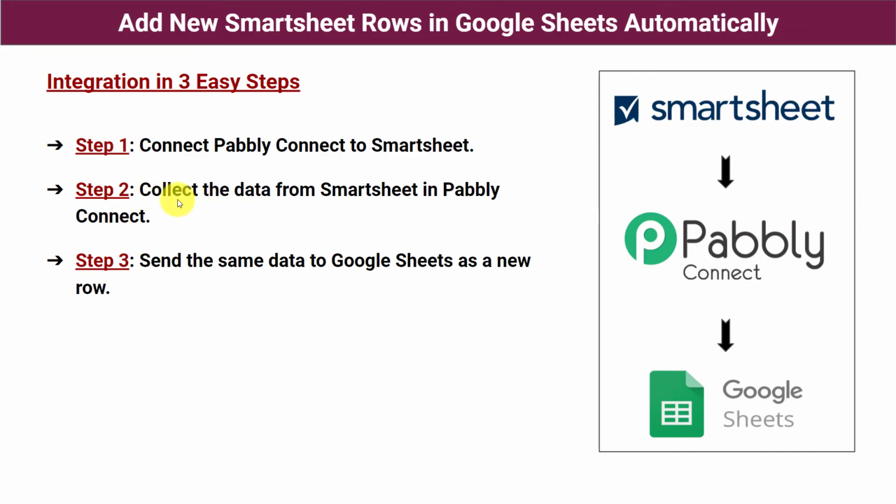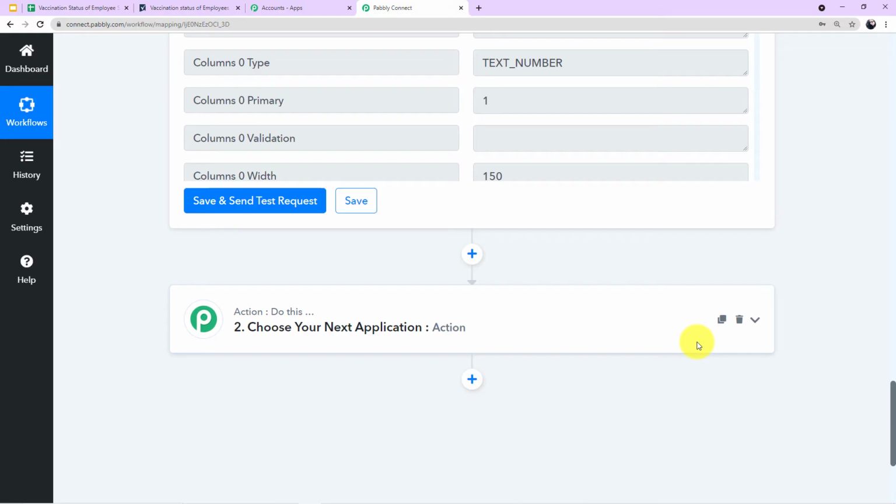So we are done with the second step and collected the data from Smartsheet in Pabbly Connect. Now the third and the final step is send the same data to Google Sheets as a new row. So now we are going to deliver the data we have collected in Pabbly Connect to Google Sheets as a new row. Let's do this.